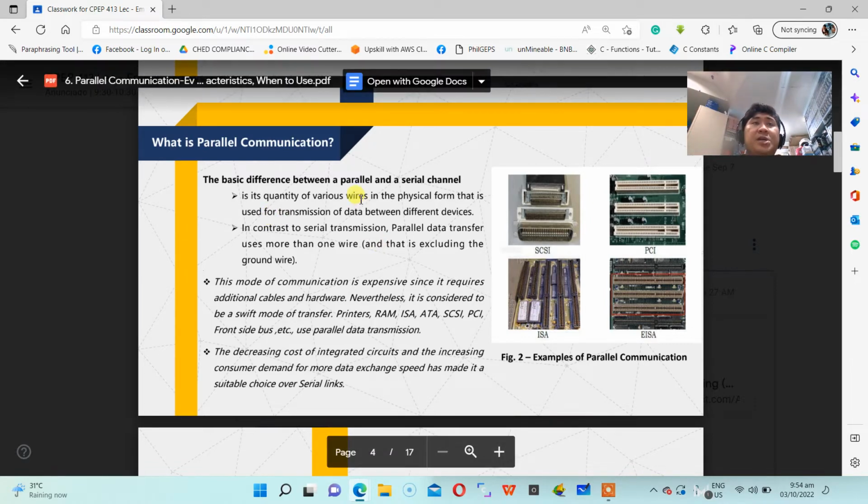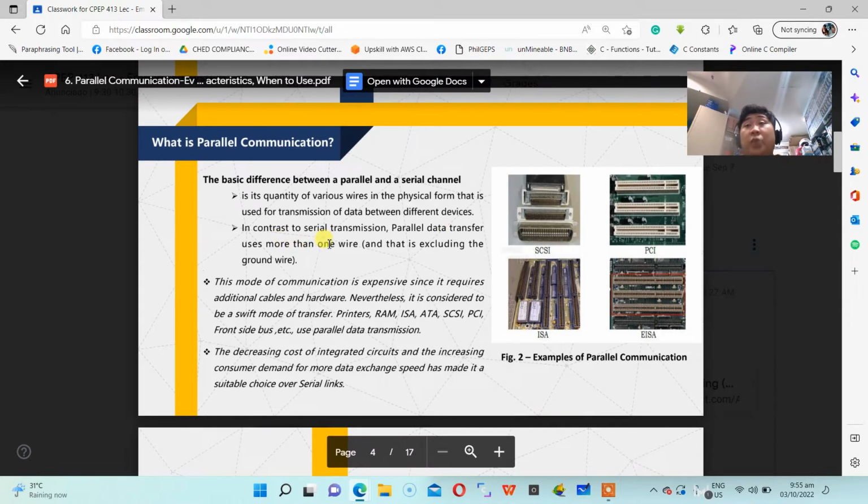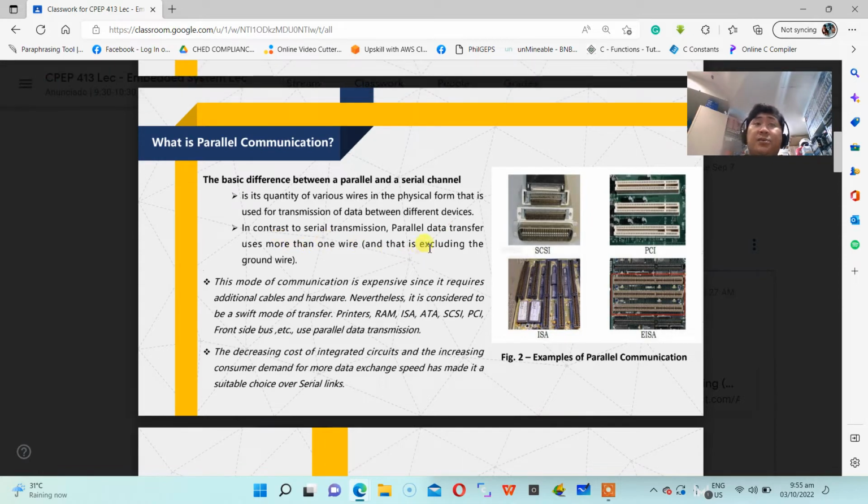Okay. So the difference between the two channels is the quantity of wires. As I've told you earlier, one of the major differences is the number of wires in the physical form used for transmission of data between different devices. In contrast to serial transmission, parallel data transfer uses more than one wire, and that is excluding the ground and the positive.